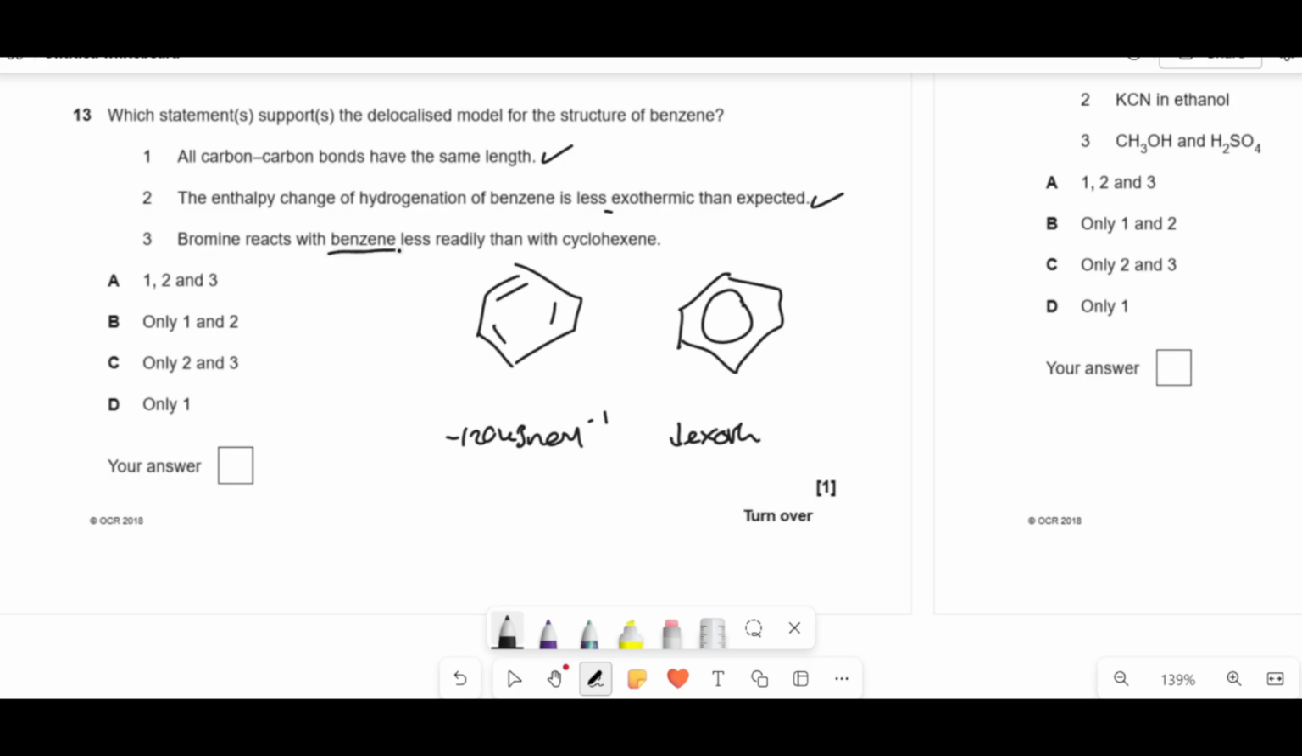And here, bromine reacts with benzene less readily than cyclohexene. That is indeed correct, because you can slap bromine on this and it will do an electrophilic addition reaction, but it won't here. It just won't. So there you go. It's all 3 of them.